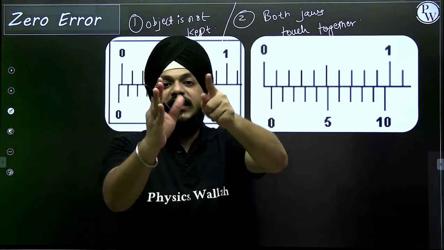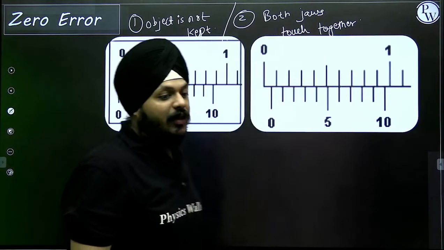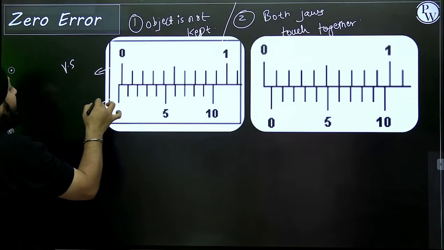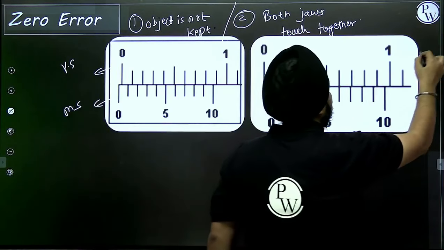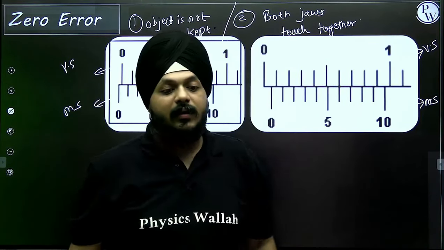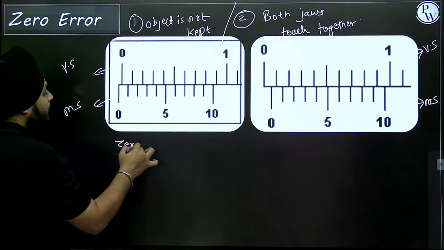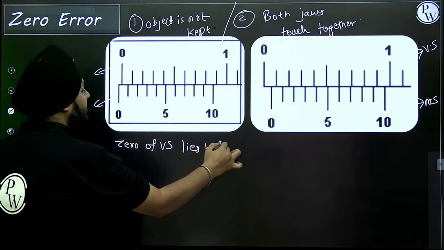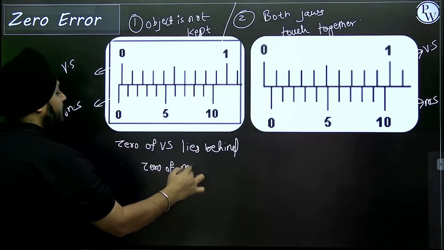Three possibilities. If the zero of the main scale exactly coincides with the vernier scale zero, there is no zero error. But let us take an example. This is the vernier scale, this is the main scale. The upper one is the vernier scale and the lower one is the main scale. In this, see here, the zero of the vernier scale lies behind the zero of the main scale when the object is not kept.